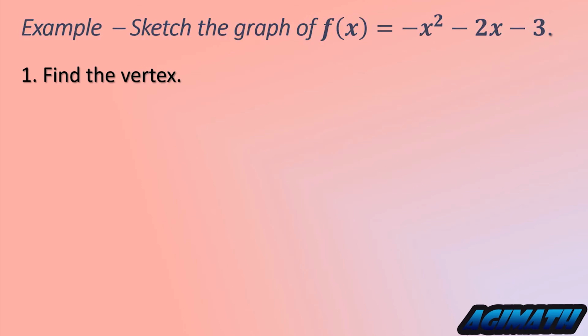First thing we are going to do is to find the vertex of this given quadratic function. F of x equals negative x squared minus 2x minus 3. If you were able to look at one of my tutorial videos, I already solved the vertex of this function. So I will just replay the video and then just take note, how did we get the vertex?